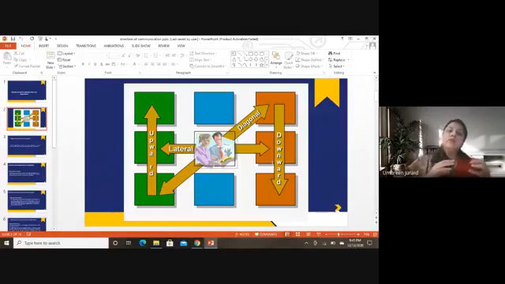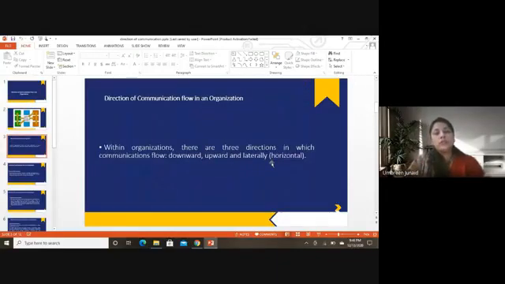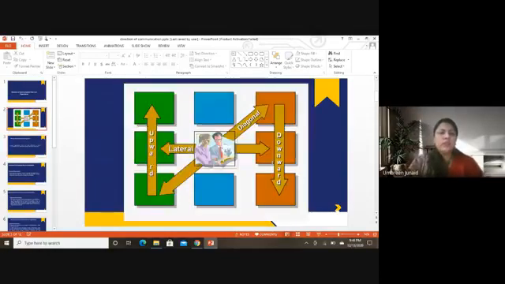And if a person from one department wants to talk to the management of another department, then that is diagonal communication. Maybe the top management of one department wants to talk to the managers of another department, that is also diagonal communication. So going through them one by one, within organizations there are three directions in which communication flows: downward, upward, and laterally, meaning horizontal. The diagonal one is very rarely done, but still it is done.